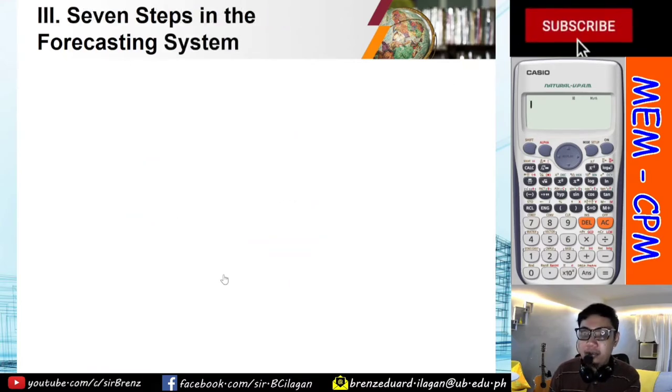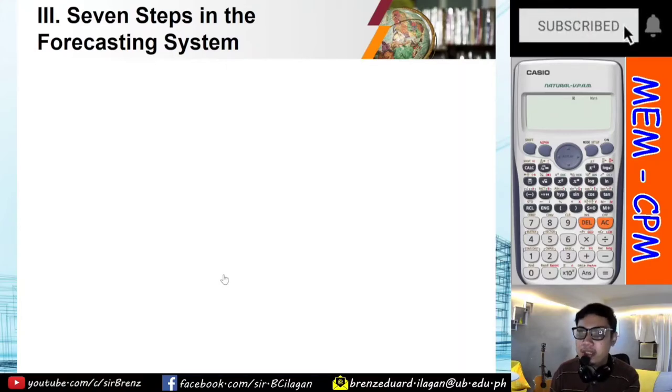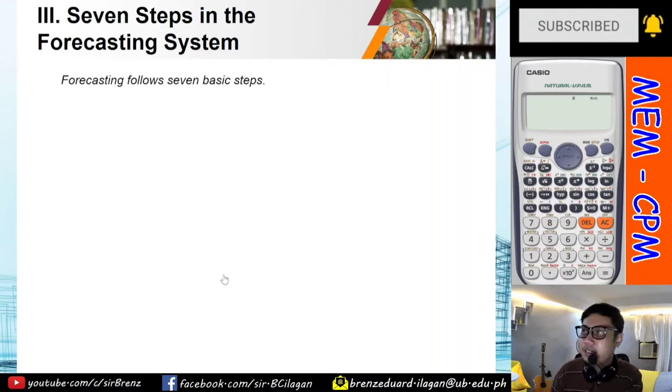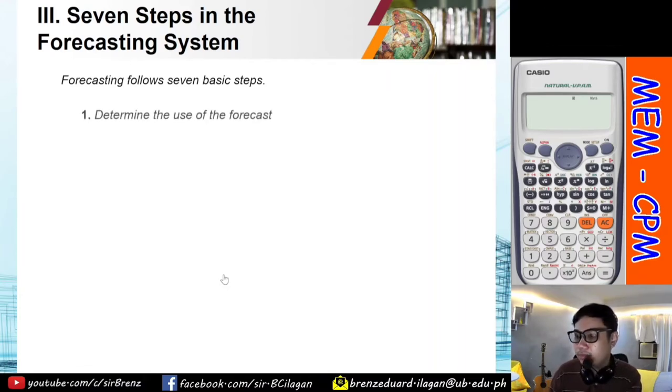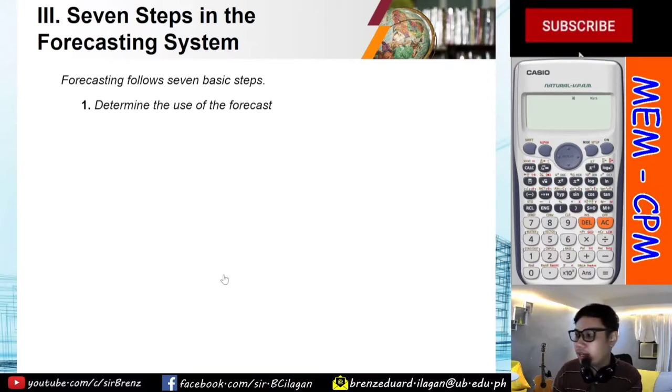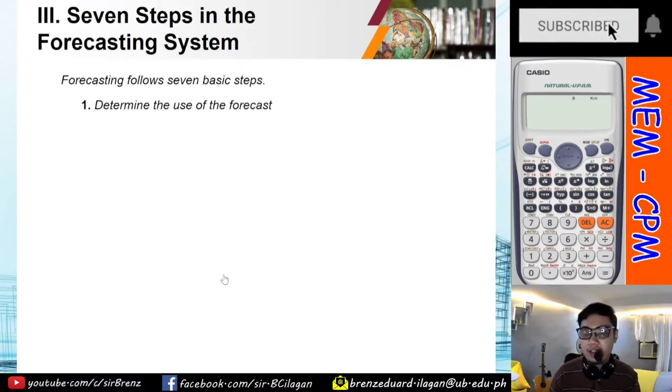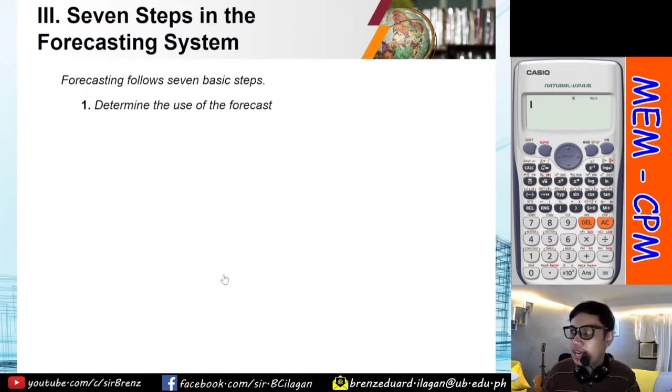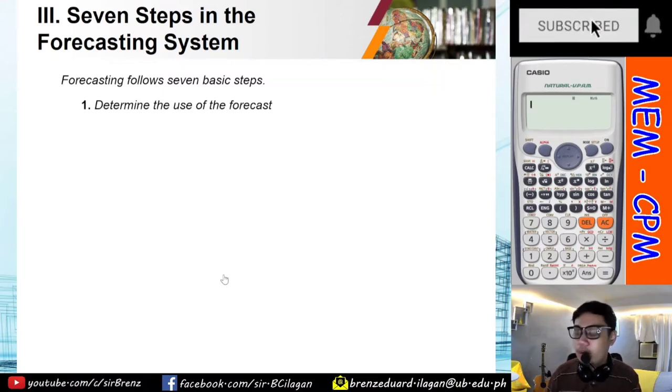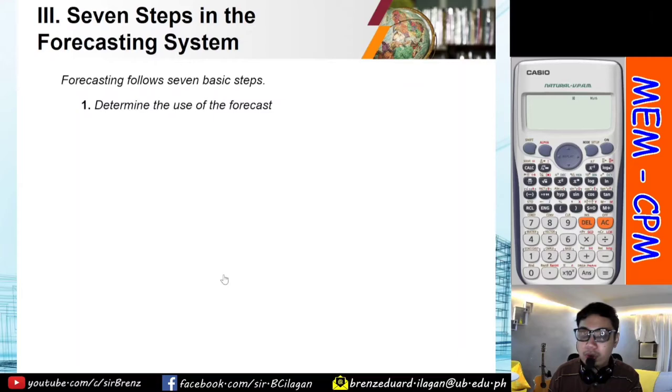Next, we'll now proceed with topic 3. These are the 7 steps in the forecasting system. Forecasting follows 7 basic steps. The first one, we need to determine the use of the forecast. For example, doon sa book na kinuha ko na reference, yung ginamit nilang example is yung Disney. Disney uses park attendance forecasts to drive decisions about staffing, kung saan nila dadalhin yung mga staff nila, opening time, yung operation time, kung from what time sila open hanggang magsasara, ride availability, and food supplies.